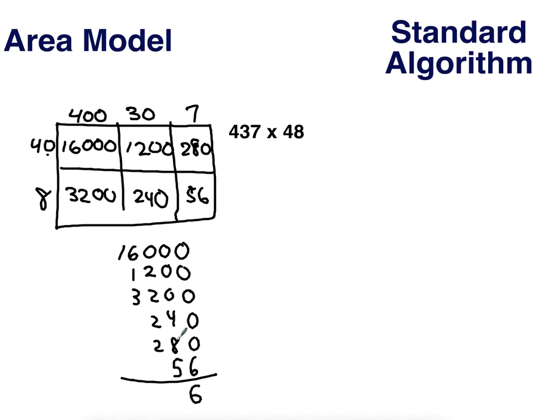Six, 12, 17, 2, 4, 6, 8, 9, 6, 9, 10. 20,976. You can see how the addition gets a little bit trickier when you start doing it with 3 by 2s. You got to really make sure you line up the place values correctly.